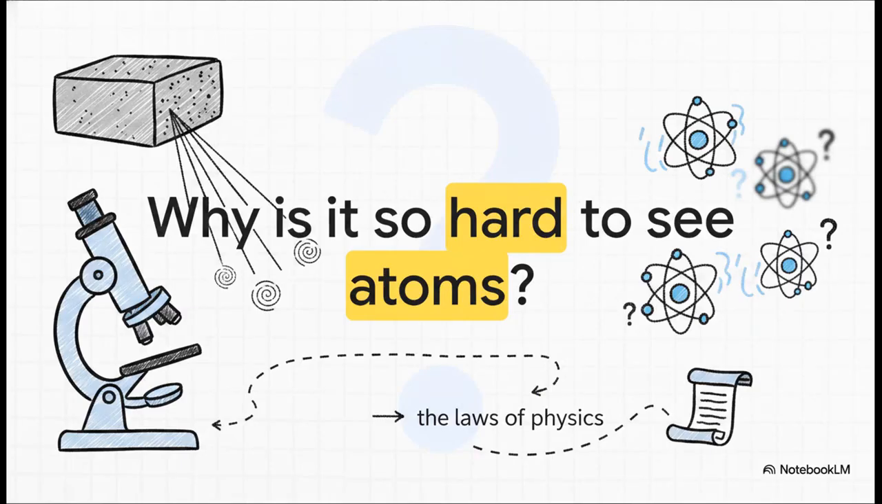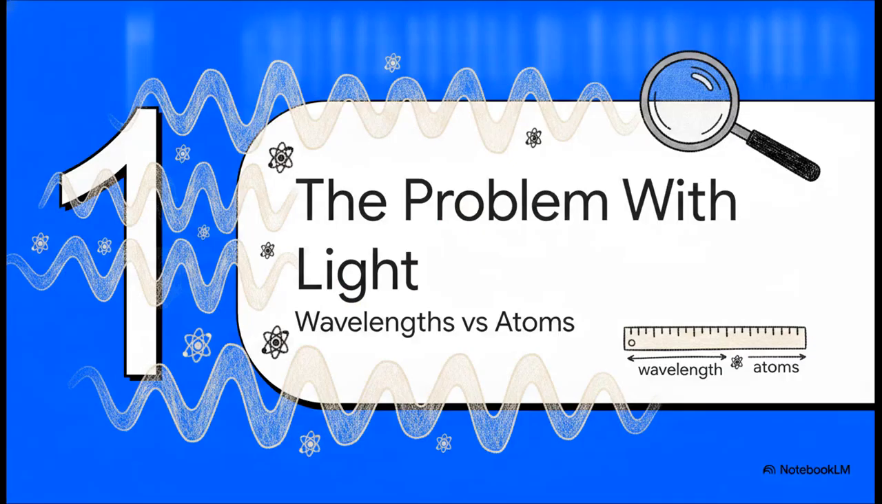So the very first question we've got to ask here is, why is it so hard to see atoms in the first place? Why couldn't we just take a regular piece of metal, stick it under a super powerful optical microscope, and keep zooming in infinitely using visible light? It sounds perfectly logical, right? Well, as you'll see, the laws of physics had a very different plan for us. Which brings us to part one, the problem with light.